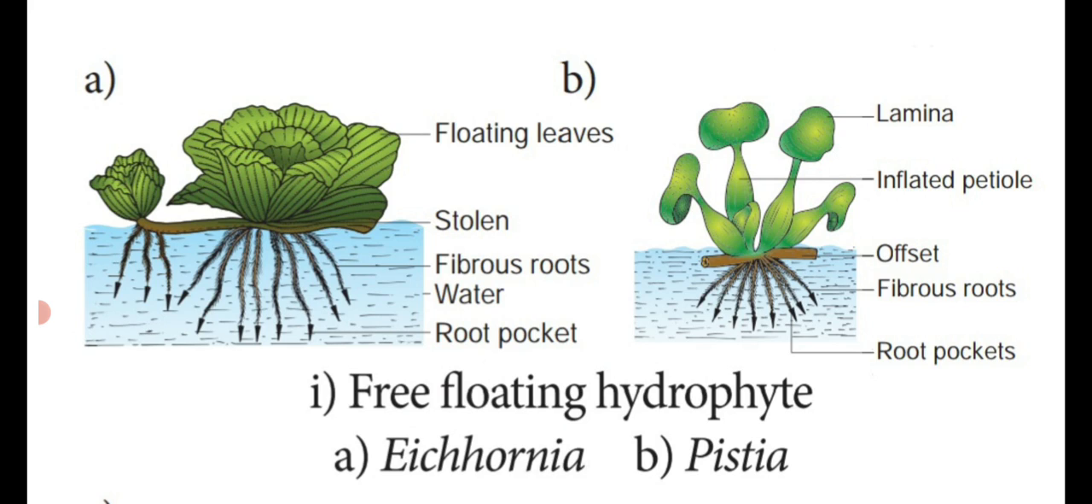Then a cluster of roots arises from the node region. The type of root is fibrous root system. At the tip of each root, they contain root pockets. With the help of these root pockets only, they are freely floating on the surface of the water. See the other diagram, the second one, that is Eichhornia. The stem type is known as offset. This is also one of the best examples of free floating hydrophytes.